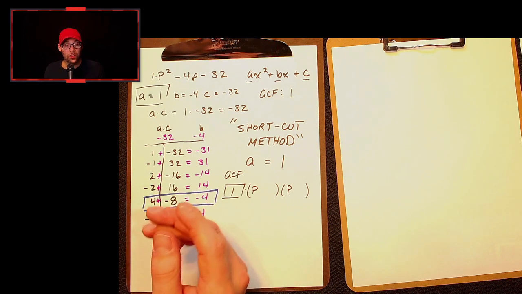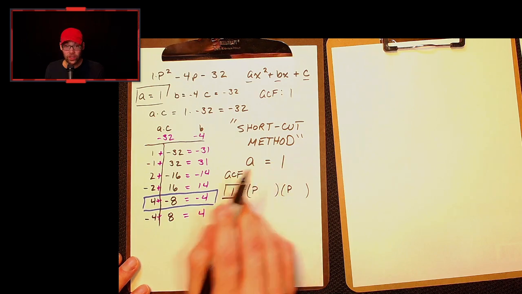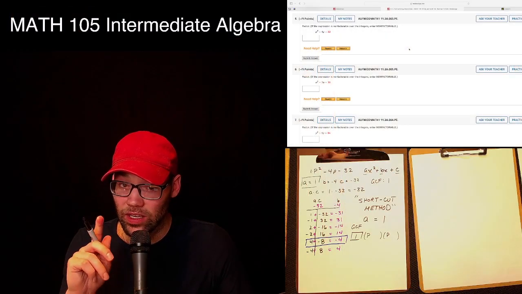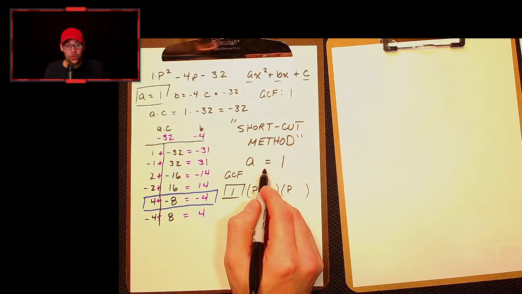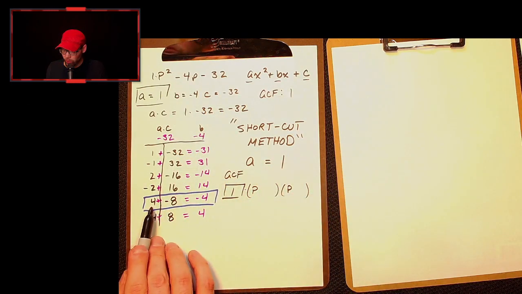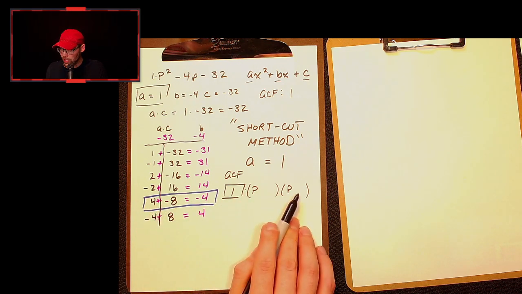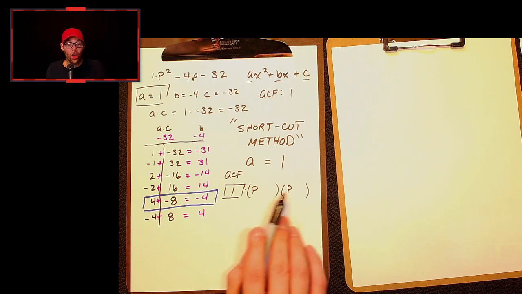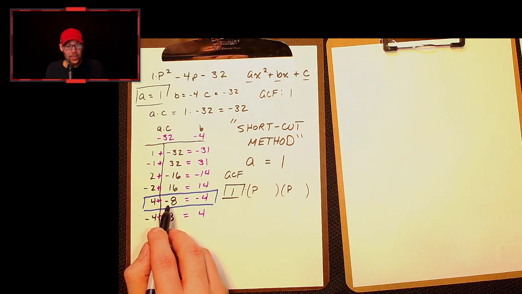And the reason why it's called the shortcut method is because, again, A must equal 1. If A does not equal 1, you cannot use the shortcut method. But in this case, because A is equal to 1, we get to come over to the two factors we found, and we're going to take each factor and its sign, and we will insert it into the blank spaces in our parentheses. So here we had factors of positive 4 and negative 8.